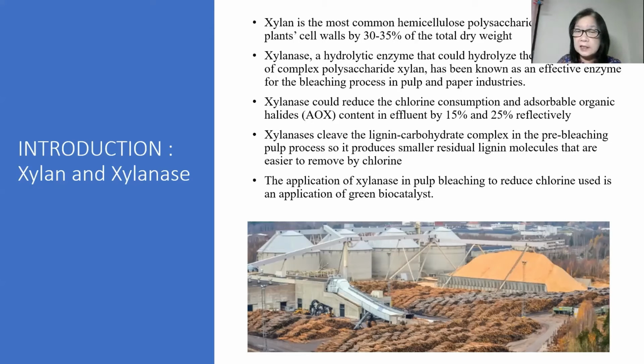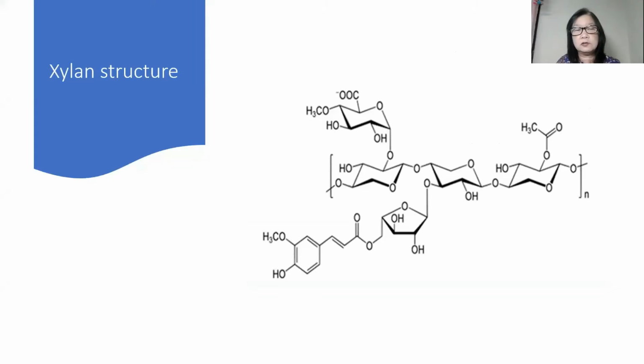Xylanase acts on the lignin carbohydrate complex in the pre-bleaching pulp process, so it produces small residual lignin molecules that are easier to remove by chloride. So the application of xylanase in pulp bleaching to reduce chlorine use, we call a green biocatalyst. So this is the structure of xylan.